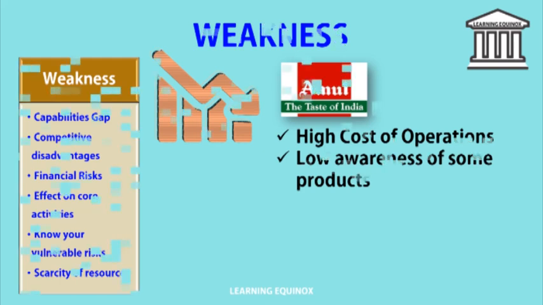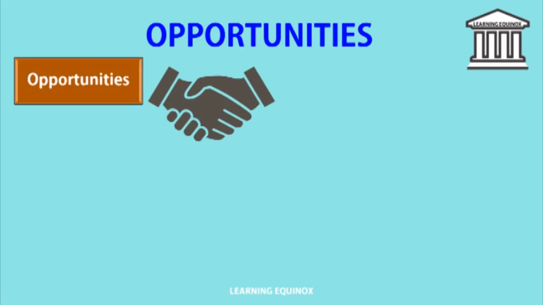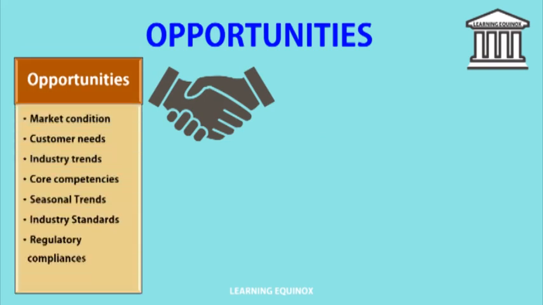Now coming to opportunities. These are the external factors that empower. In short, these are the things that are beyond your control but yet in your favor. These include favorable market conditions, customer needs for your products, industry trends in favor of your product, core competencies available to your disposal, seasonal trends, industry standards, regulatory compliances in your favor. All of these are opportunities. The best way is, whenever an opportunity comes your way, grab it.